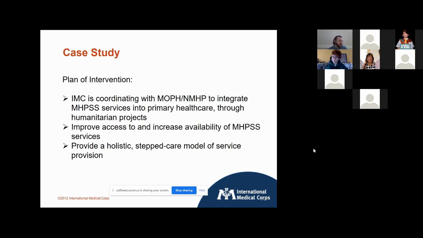We try to provide as holistic a model of MHPSS services as possible, including psychiatry, psychotherapy, mental health case management, brief psychological interventions, counseling, as well as community outreach and awareness raising activities, which aim to increase awareness of MHPSS services, MHPSS needs within the community, so that people know if and when they or somebody that they know may need MHPSS services and they know how to access these services.